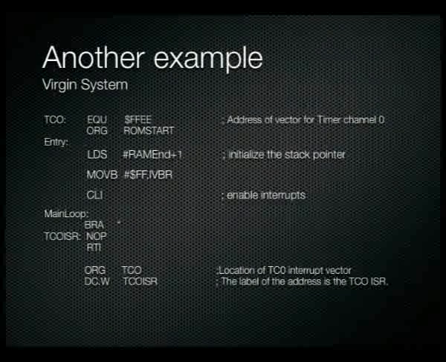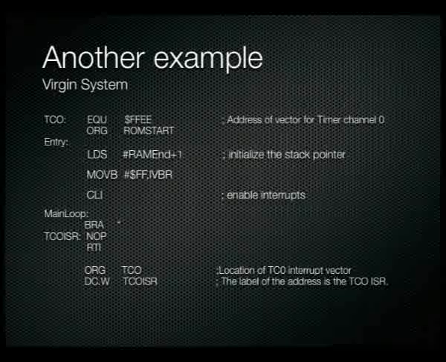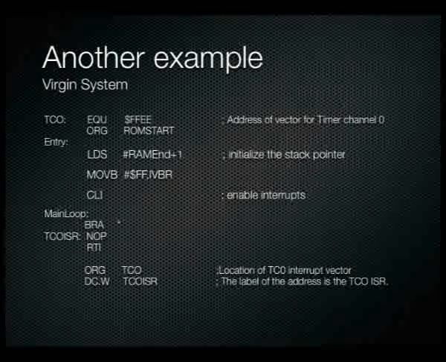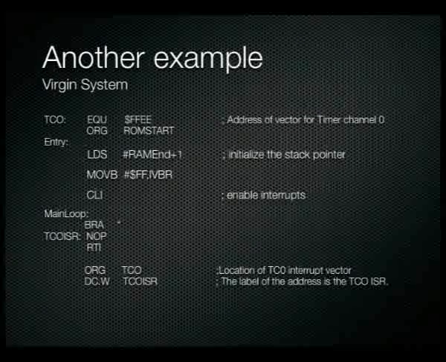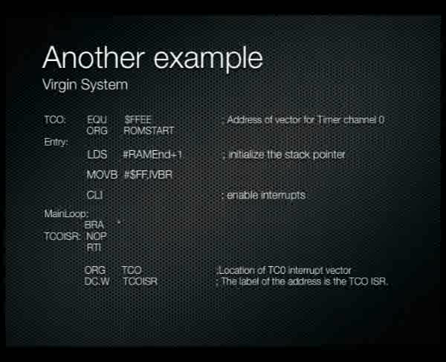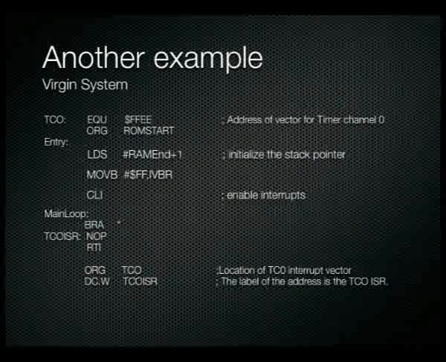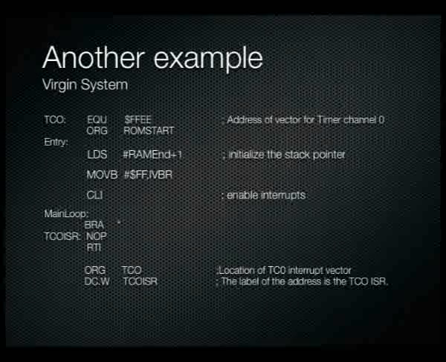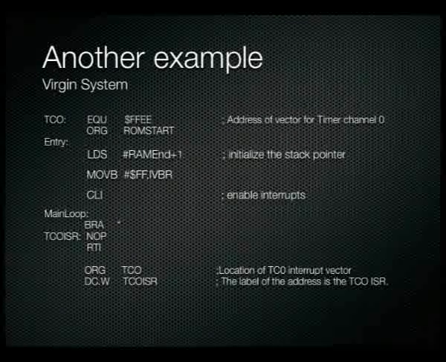Then I simply get the main loop and I branch always back on itself. Inside the TC0 ISR, I've simply got it doing a NOP and then returning. So it's a very simple interrupt service routine, which effectively does nothing. But it shows you an example of how you might edit the interrupt vector table. So I've got an org TC0 line, and then I've simply put the pointer to the TC0 ISR in that particular memory location that TC0 refers to.